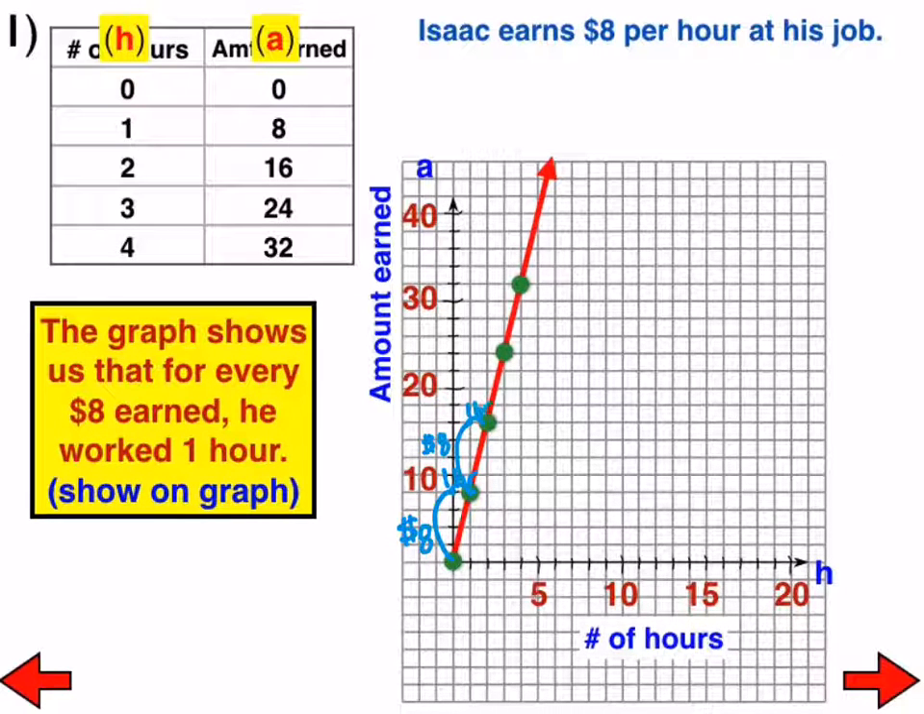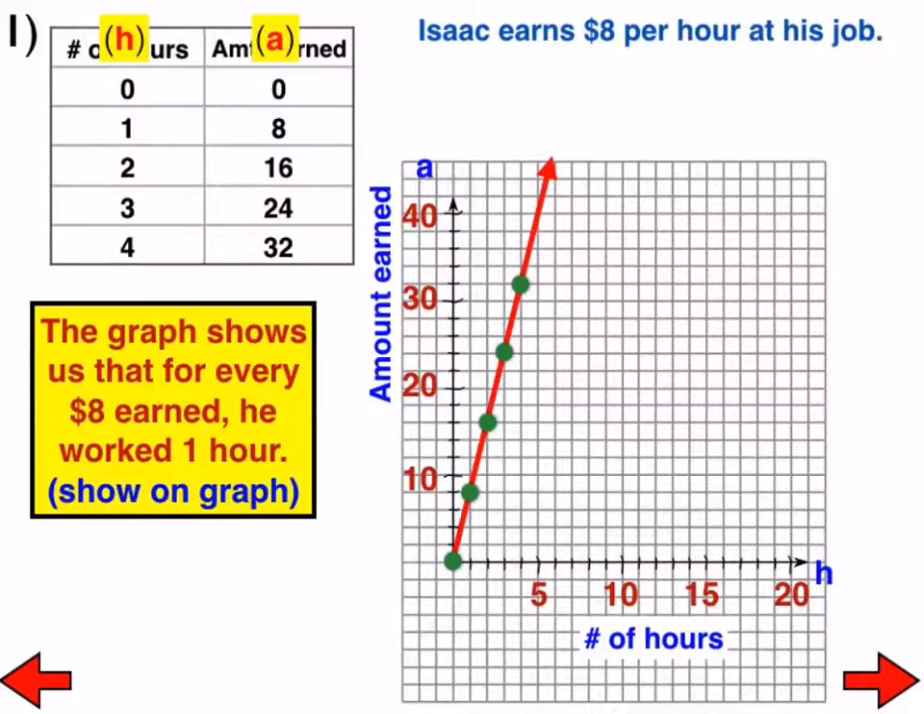And we could keep going that way all the way up the graph. But the graph clearly shows us, thinking about it this way, that for every $8 that he earned, he worked 1 hour. I suppose you could think of it in the reverse direction. For every hour he worked, he earned $8. That part right there is going to be huge with these linear relationships that are not proportional. That's another way of showing that that really is the unit rate.